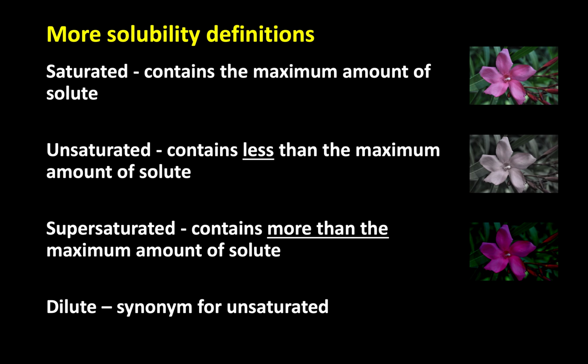Once that solution cools back down, there's going to be more sugar than normal. So it's going to be a supersaturated solution. I've illustrated this here with a few pictures that I took. These are oleander flowers. The top one is saturated, the middle is unsaturated, the bottom is supersaturated in terms of color. Lastly, dilute is a synonym for unsaturated, which we kind of learned about earlier.